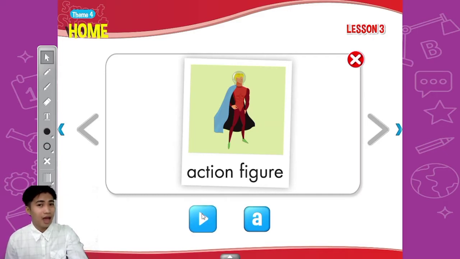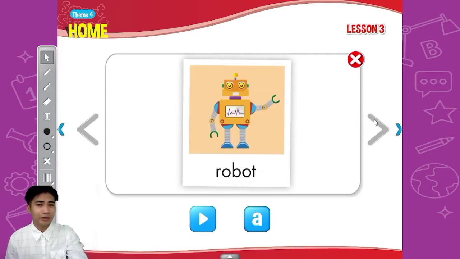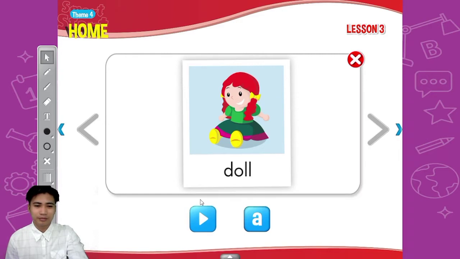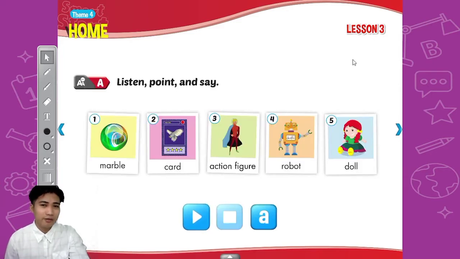Number 3. Action figure. Action figure. How about number 4? I think you know what this is. Robot. Yes, indeed, it's a robot. Number 5. Doll. Doll. So these are your five vocabulary words for this lesson: marble, card, action figure, robot, and doll. Okay, so next.